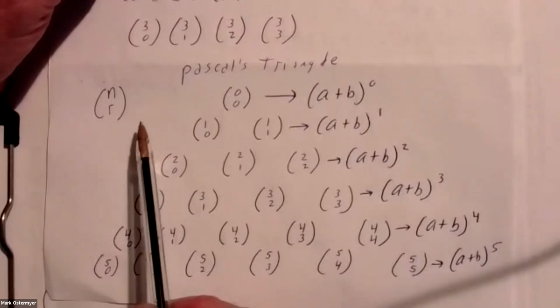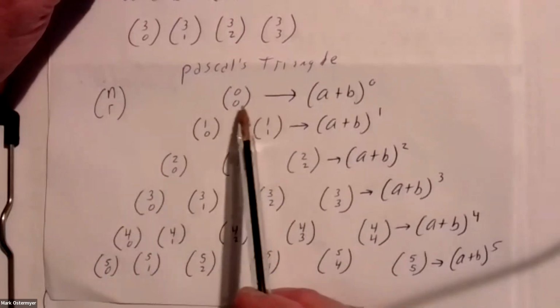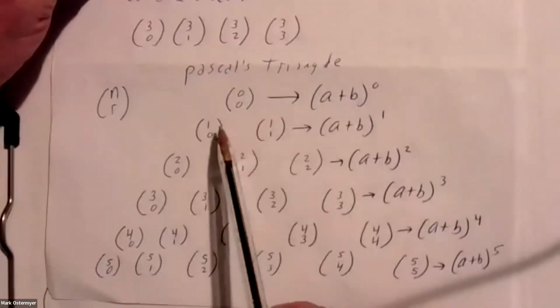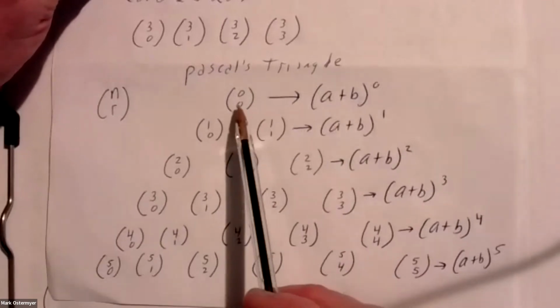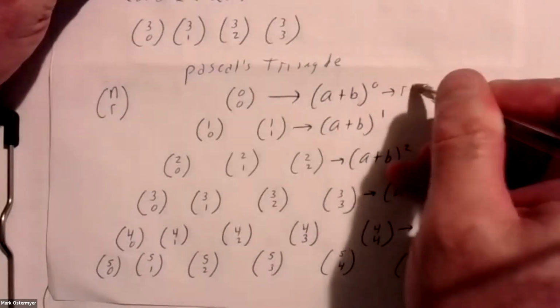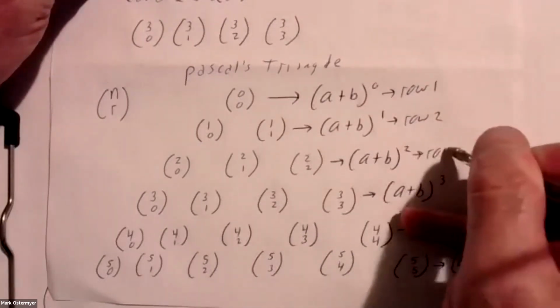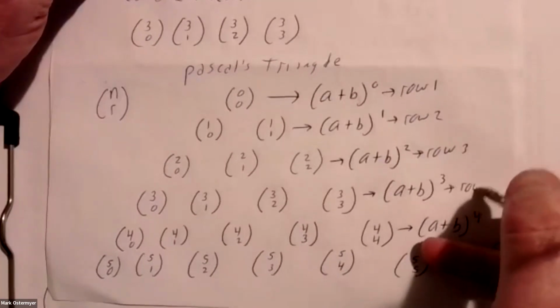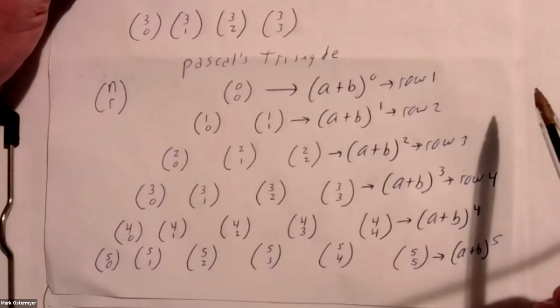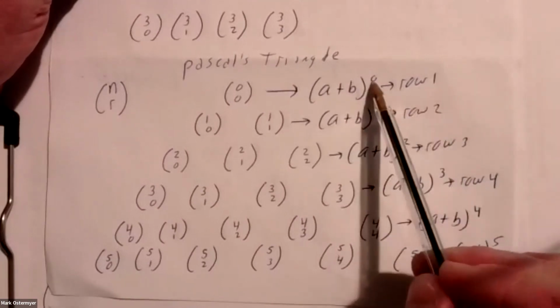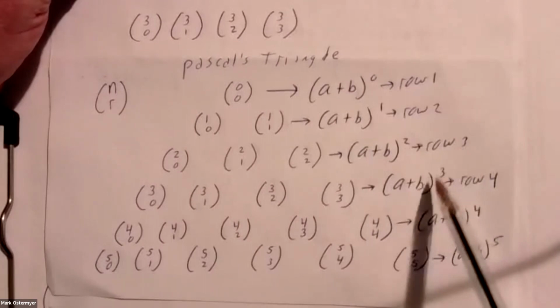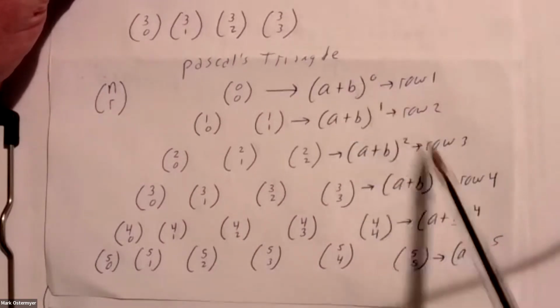row of Pascal's triangle? Notice this is row 1. This is row 2. Row 3. Row 4. How does the row of Pascal's triangle relate to the power on the binomial? The row of Pascal's triangle is always what? 1 more than the power the binomial is being raised to.